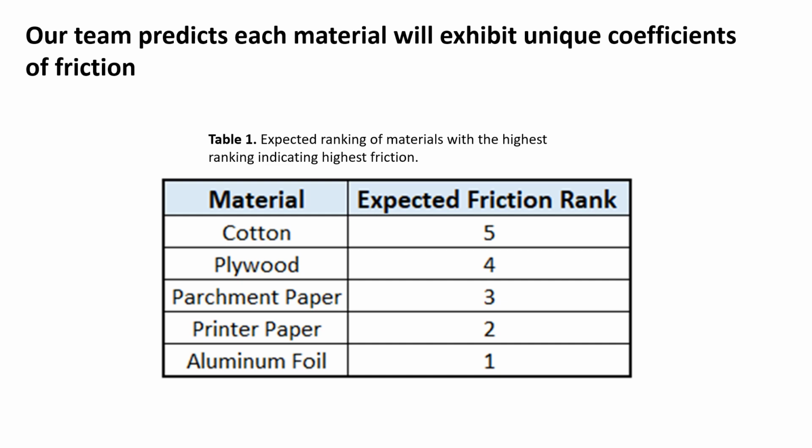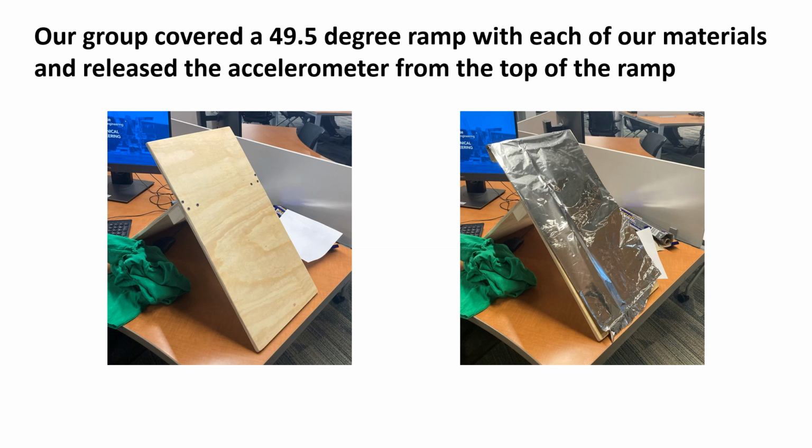Our null hypothesis for the experiment was that each material would have the same coefficient of friction value. To test this hypothesis, our team first decided to construct a simple plywood ramp with a measured angle of 49.5 degrees. Once this ramp was constructed, we could easily cover the surface of it in whatever material we wanted to test the coefficient of friction of.